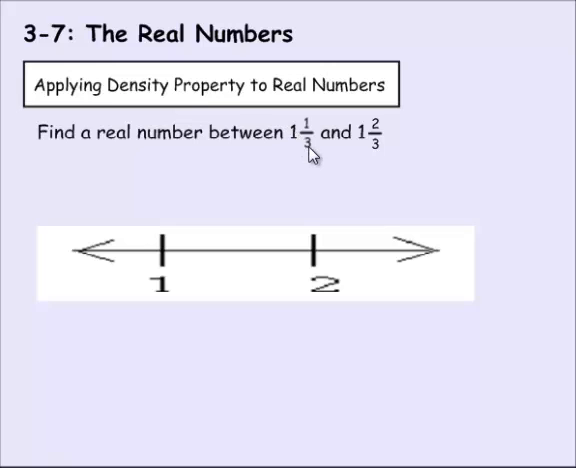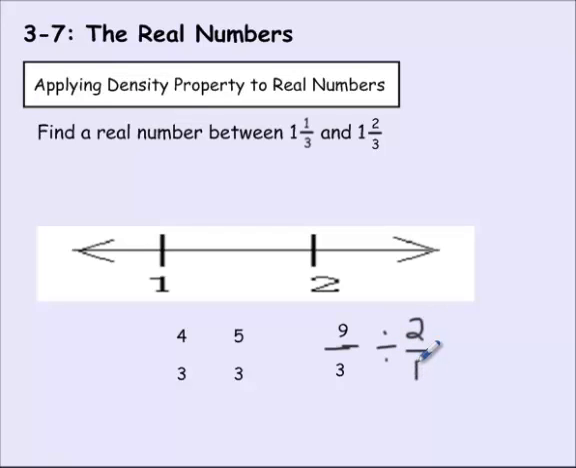1 times 3 is 3, plus 1 is 4. So we have 4 over 3, plus 1 times 3 is 3, plus 2 is 5, so we have 5 over 3. Let's add these together. 4 plus 5 is 9. 9 over 3. And then we can divide this by 2, so divided by 2 over 1.